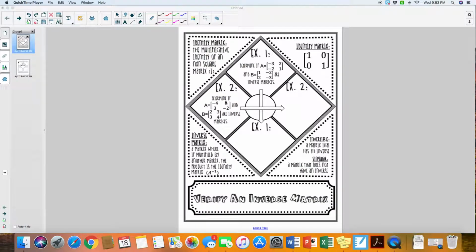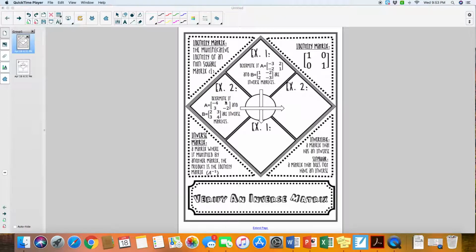We're going to do two things. One thing we're going to do is learn how to determine if two matrices are inverse matrices. And we are also going to learn how to find the inverse of a 2 by 2 matrix. So today I'm only dealing specifically with 2 by 2 matrices. So before we get started, let's go ahead and go over some vocabulary.